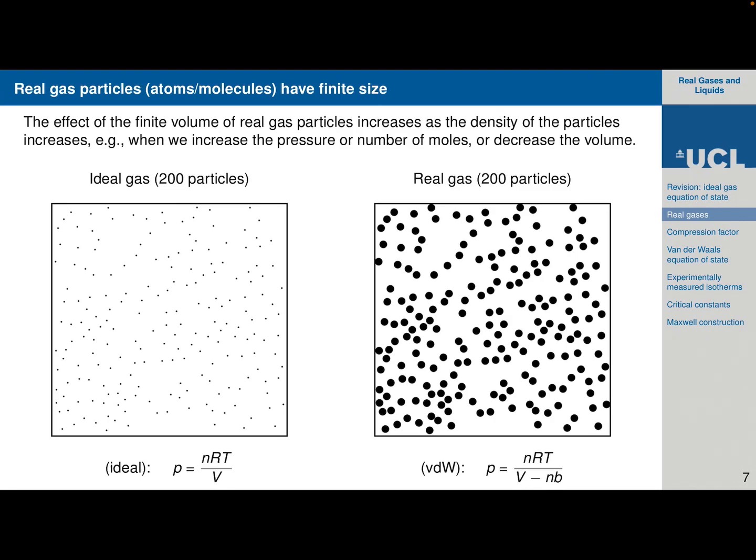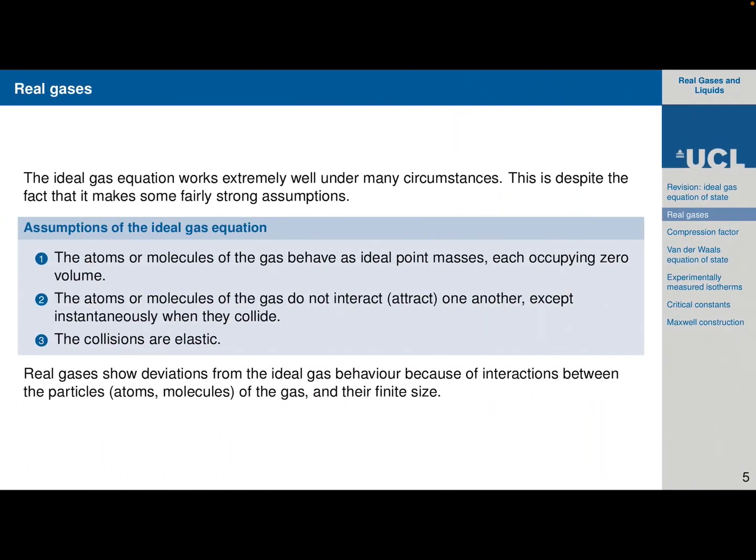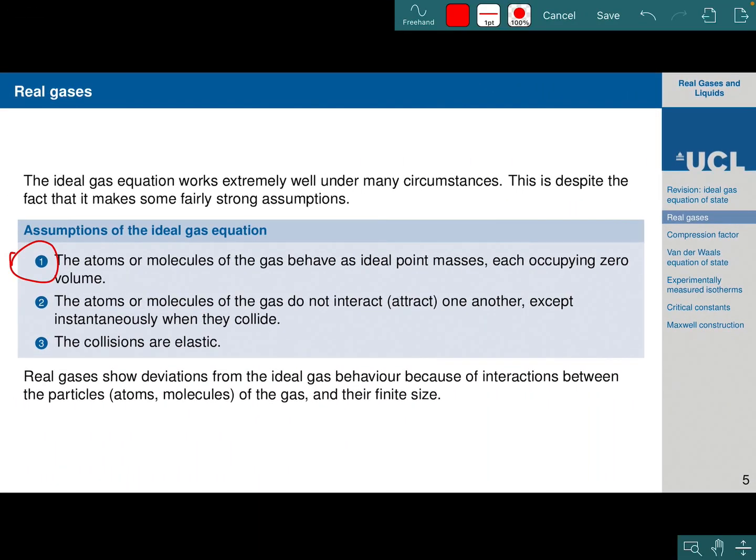And this just highlights the fact that the reduction in the volume, with the corresponding increase in pressure for real particles, is going to scale up for higher pressures. This effect is more pronounced, right? So that's trying to illustrate this first assumption, that the atoms or molecules of the gas behave as ideal point masses, where real gases, they don't.